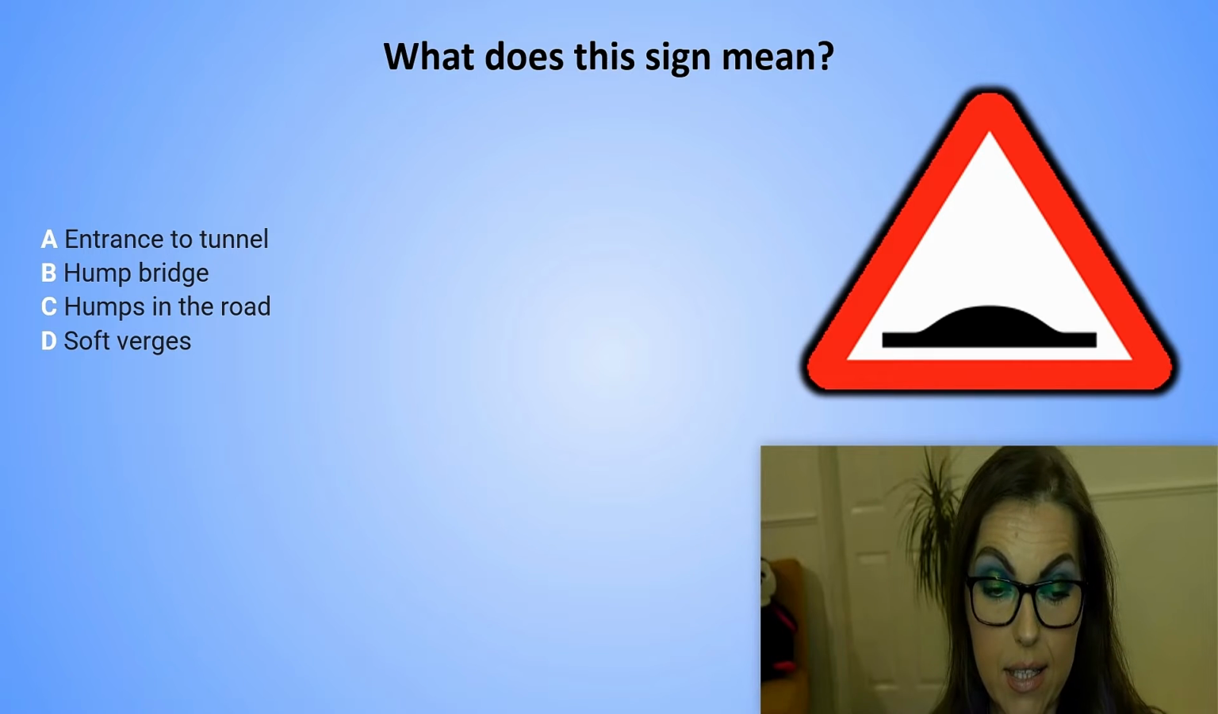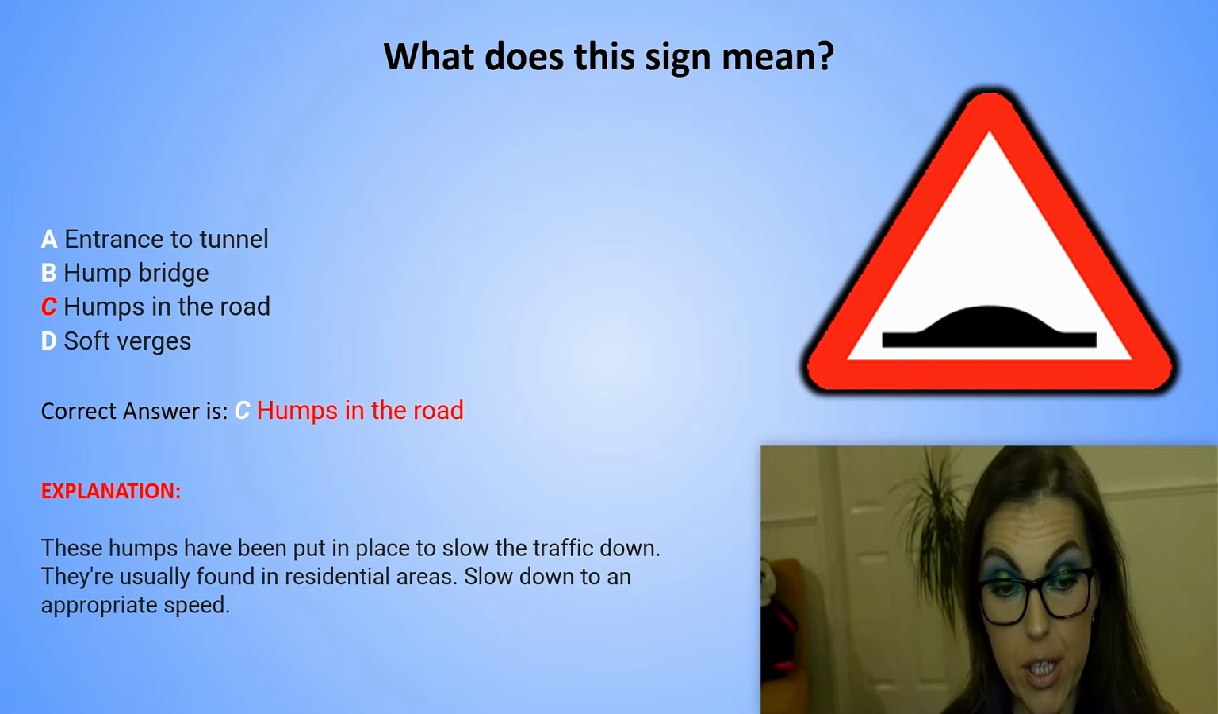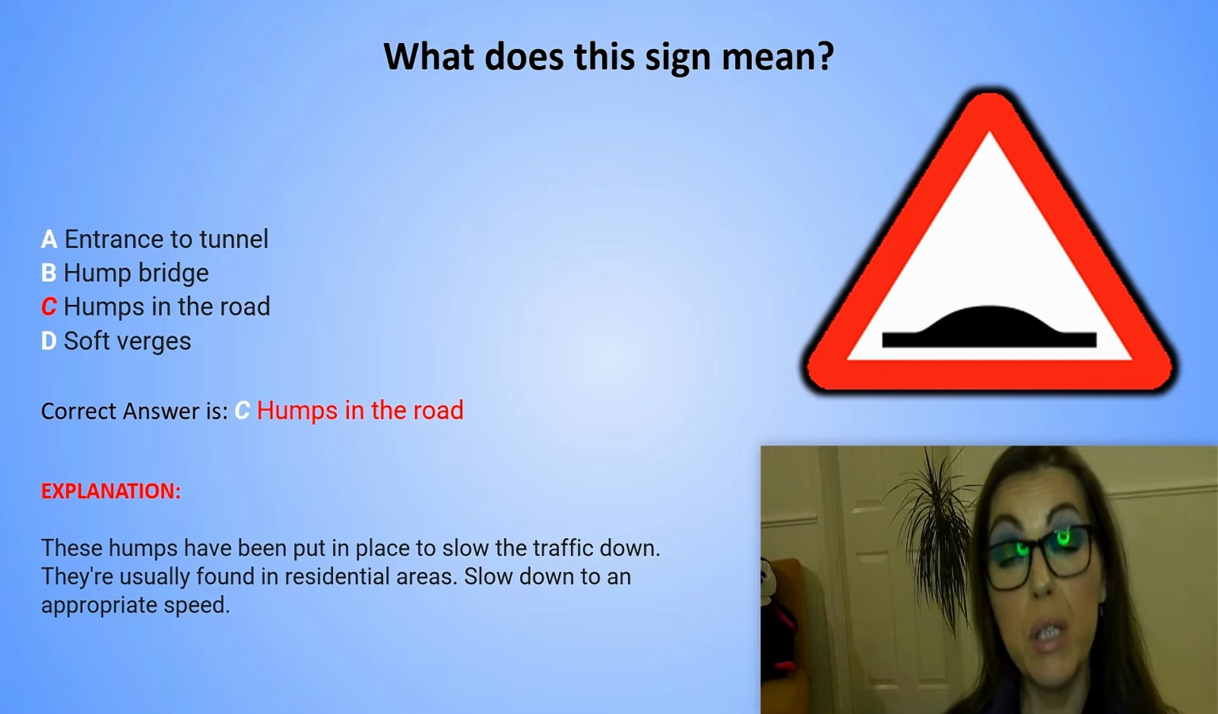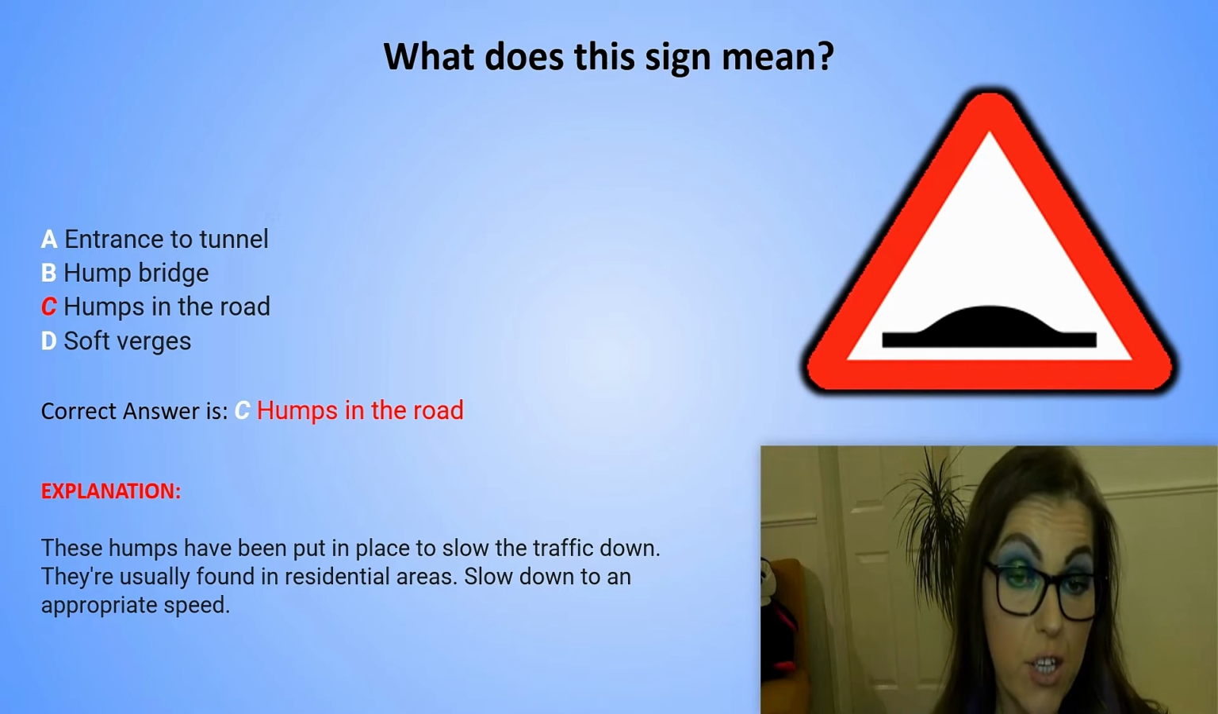And the correct answer is C. Humps in the road. Explanation. These humps have been put in place to slow the traffic down. They are usually found in residential areas. Slow down to an appropriate speed.